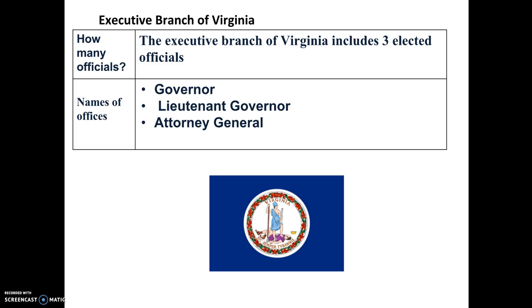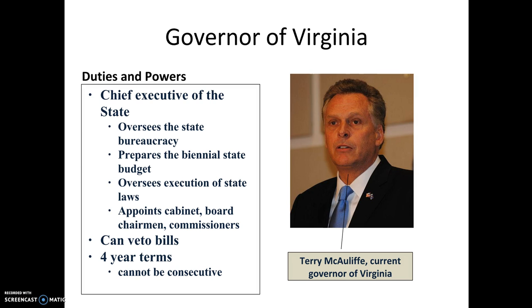For the executive branch, we have 3 offices that make up the executive branch of Virginia. One is governor, the second is lieutenant governor, and the third is attorney general. So let's talk about what each one of these offices does as its role in the executive branch.